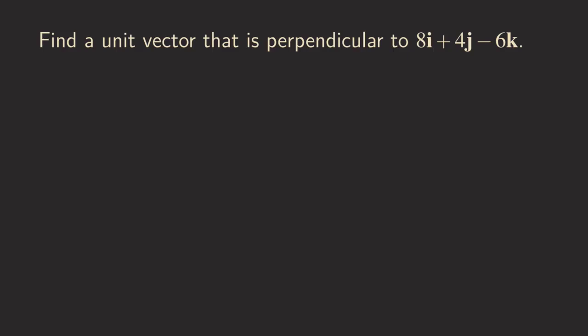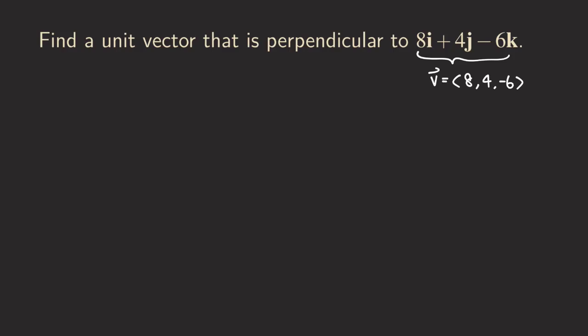Today let's talk about finding a unit vector that is perpendicular to this vector 8i plus 4j minus 6k. So you can actually just rewrite this as v is equal to 8, 4, negative 6. Okay, and so how do we do this?